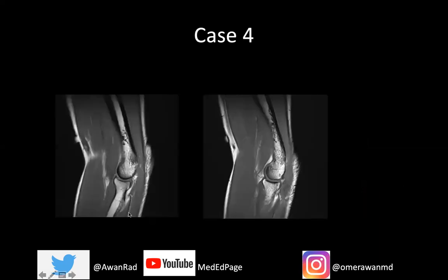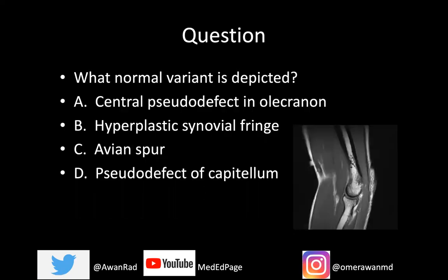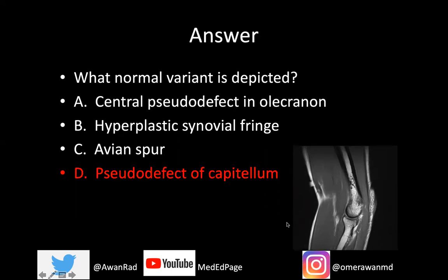Case 4, we have sagittal images through the elbow. Okay, this is a T1 weighted image. What normal variant is depicted here? Well, notice here on the posterior lateral capitellum, we don't have cartilage, right? So this is known as a pseudodefect of the capitellum. Nobody has cartilage here. This can be mistaken for an OCD or an osteochondral defect, but this is a normal variant that we see. So this is a nice example of a pseudodefect of the capitellum. Posterior laterally, there's no cartilage there.